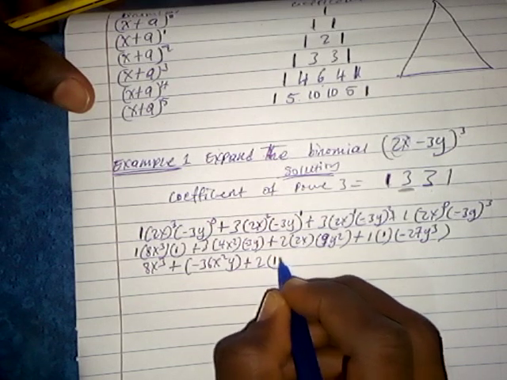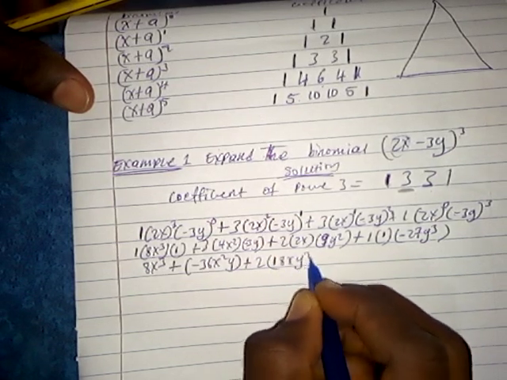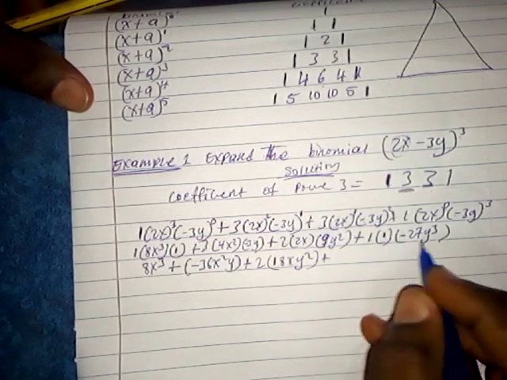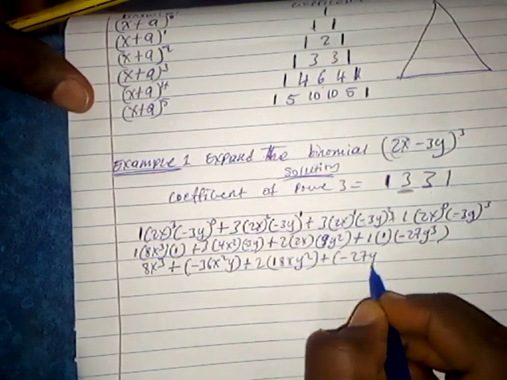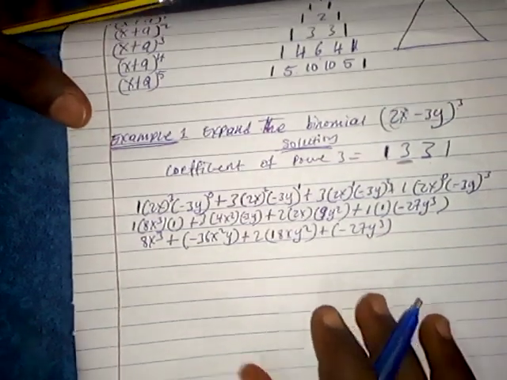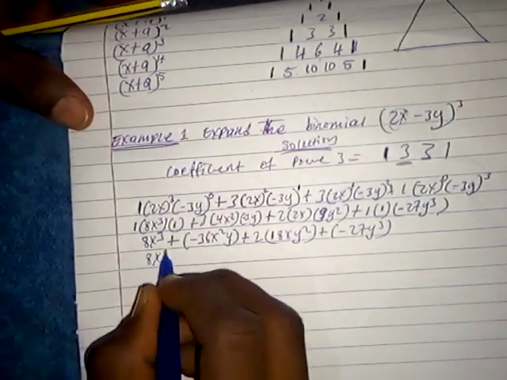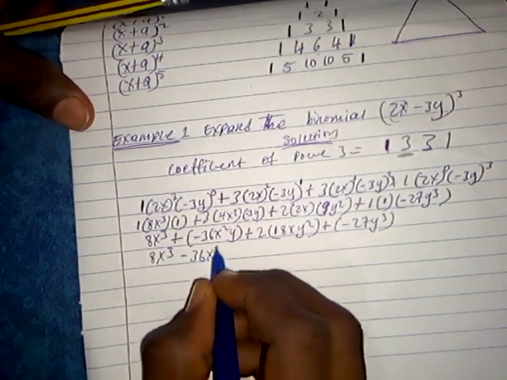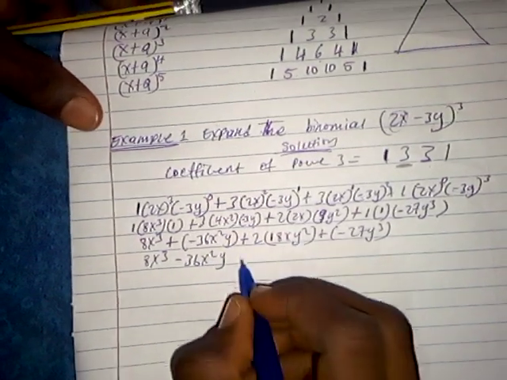18xy squared. You see it? Plus 1 times 1 is 1. 1 times minus 27 is just what? Minus 27y cubed. You see it? Good. We proceed to 8x cubed. Plus times minus is minus 36x squared y, right?